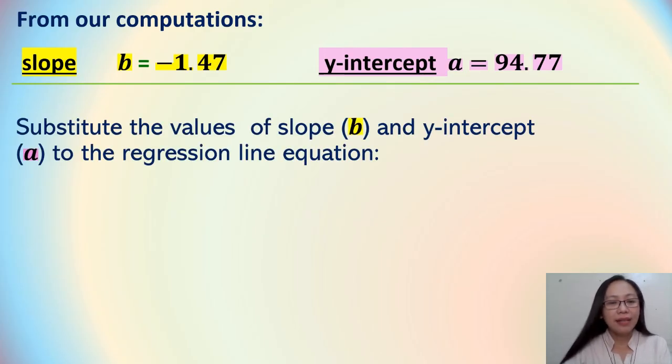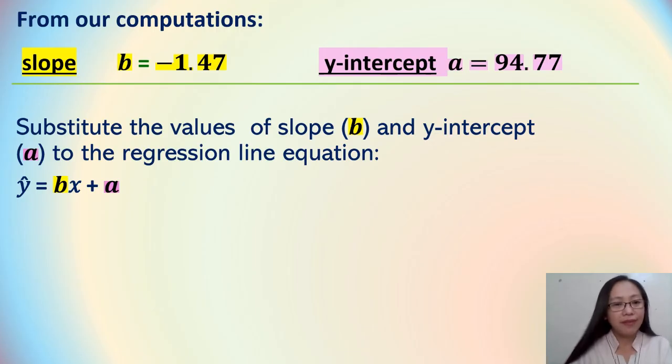For us to get the equation of the linear regression, we will substitute the values of slope, which is b, and y-intercept a to the regression line equation. If you remember, this is the formula for the regression line equation, as we have discussed earlier: y hat equals bx plus a. As you have noticed, I again have color-coded the slope b, which is shaded with yellow, and the y-intercept a, which is shaded with purple.